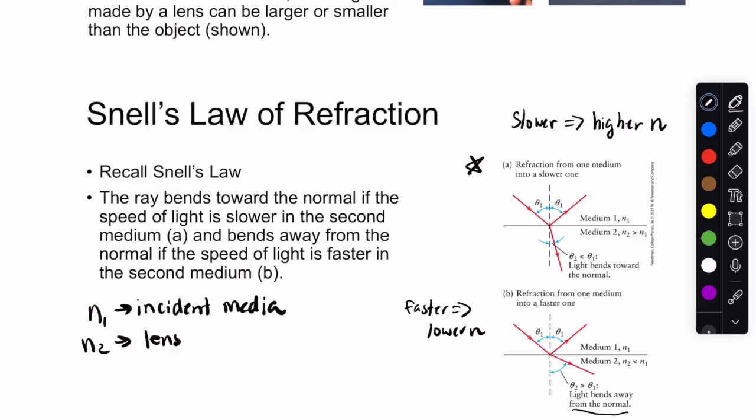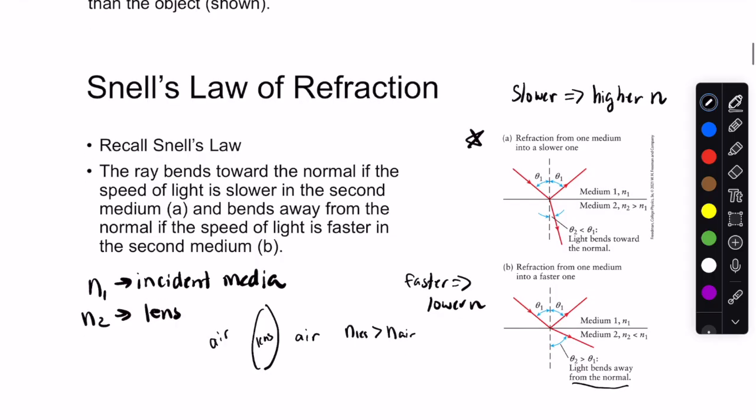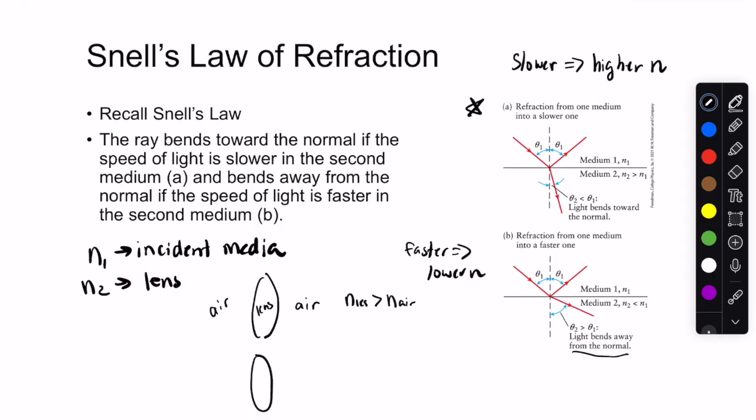And in our situations here, what we could say is that N1 is the incident media and N2 is the lens, okay? So it is possible to have a lens in air. We're outside in air. Here's the lens. And the lens would have a higher index of refraction than air. But we could also take that very same lens. Let's say that its index of refraction is 1.5. And this is 1.